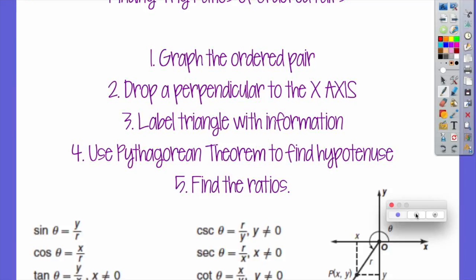But it's basically going to the x-axis. Then you label your triangle with the information. Use the Pythagorean theorem to find your hypotenuse, and then find your ratios, i.e., sine, cosine, tangent, secant, cosecant, and cotangent. Now what you see at the bottom are the 6 trig ratios.